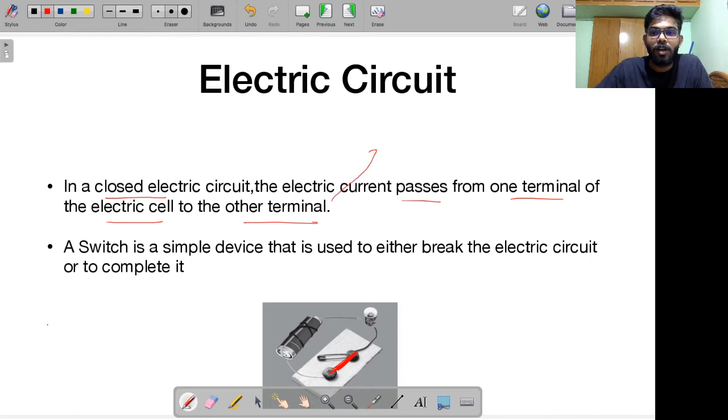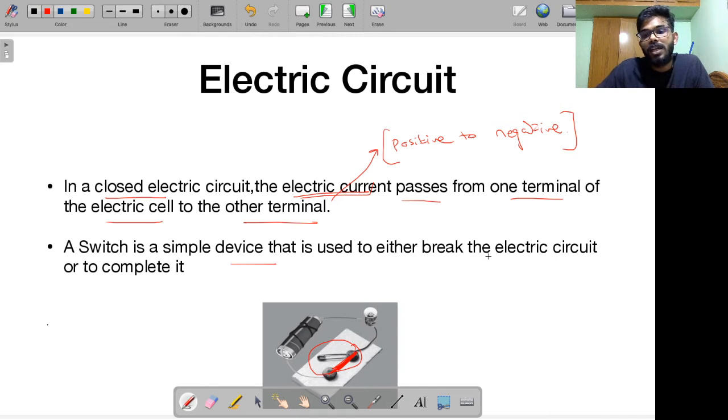That means which terminal to which terminal? Remember, I'm talking about electric current. That means it is flowing from positive to negative terminal. Alright? A switch, if you can see over here, this is acting as a switch.